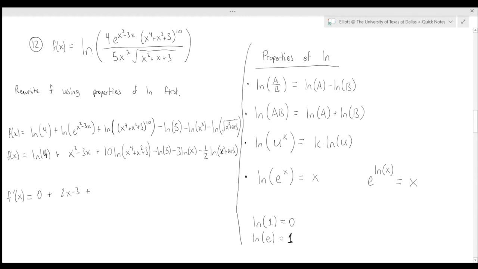Okay. All right, so next on this term, I'll copy down the 10 first, and then remember to get the derivative of natural log, take the inside and put it in the denominator, and then multiplied by the derivative of the inside. So in this case, derivative of the inside would be 4x cubed, and then plus 2x. Okay.